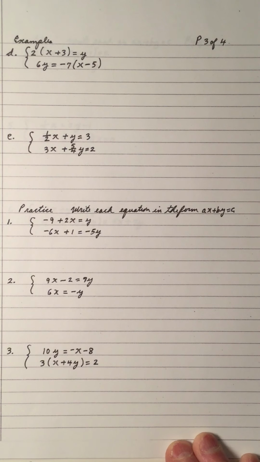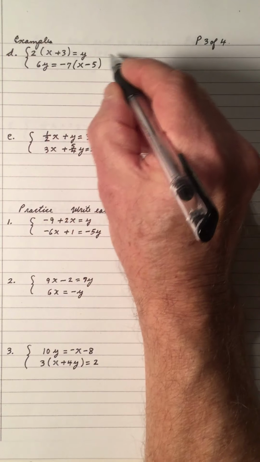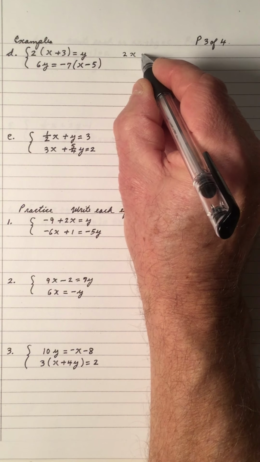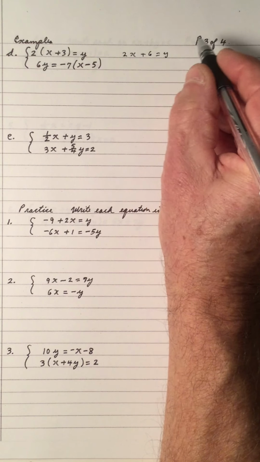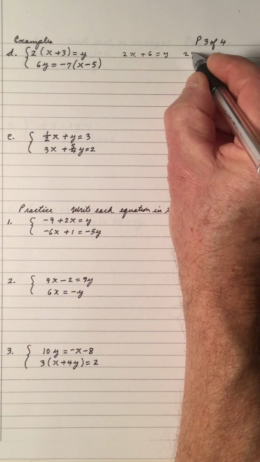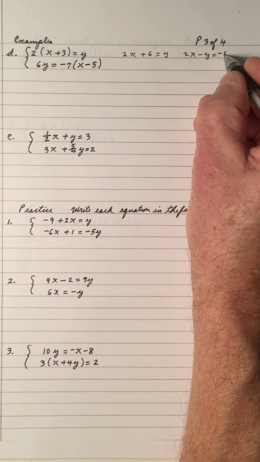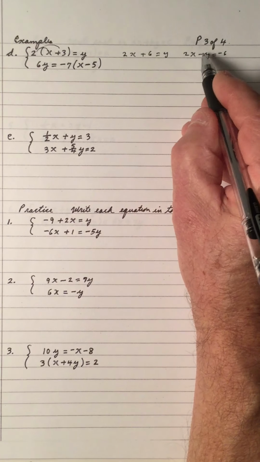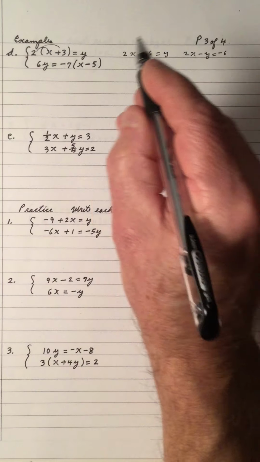More examples. We have two equations, so for the first equation we multiply 2 times x, 2 times 3, and that equation becomes 2x minus y equals negative 6. So we multiply by 2 times x, 2 times 3, and then the y moves to the left, negative, and 6 moves to the right, becoming negative.